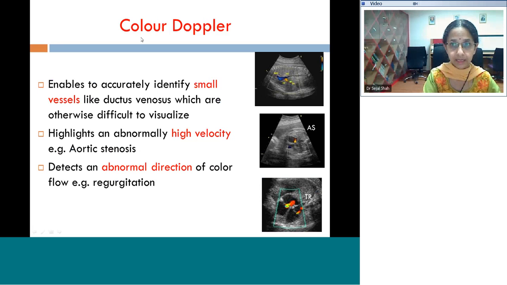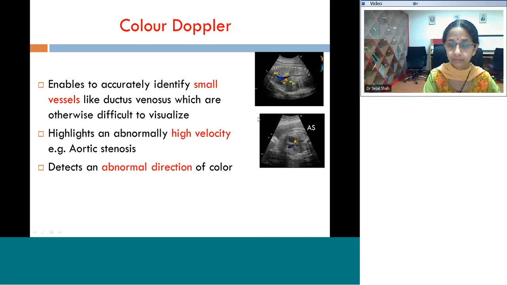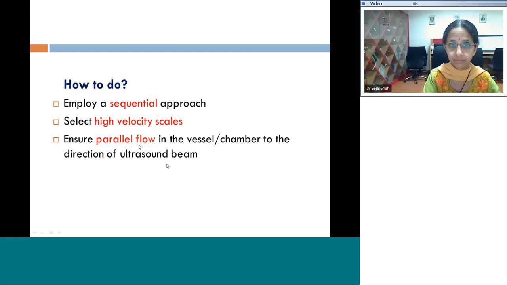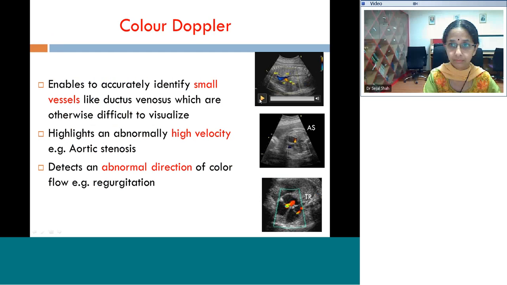So the first is color Doppler. Now, where do we use the color Doppler? As we can see in this figure, the most turbulent structure seen below the diaphragm, as we saw in the last class, is the ductus venosus. So as we trace the inferior vena cava, we can see the ductus venosus Doppler below the diaphragm. It's an example of how such a small vessel can be accurately identified using color Doppler.